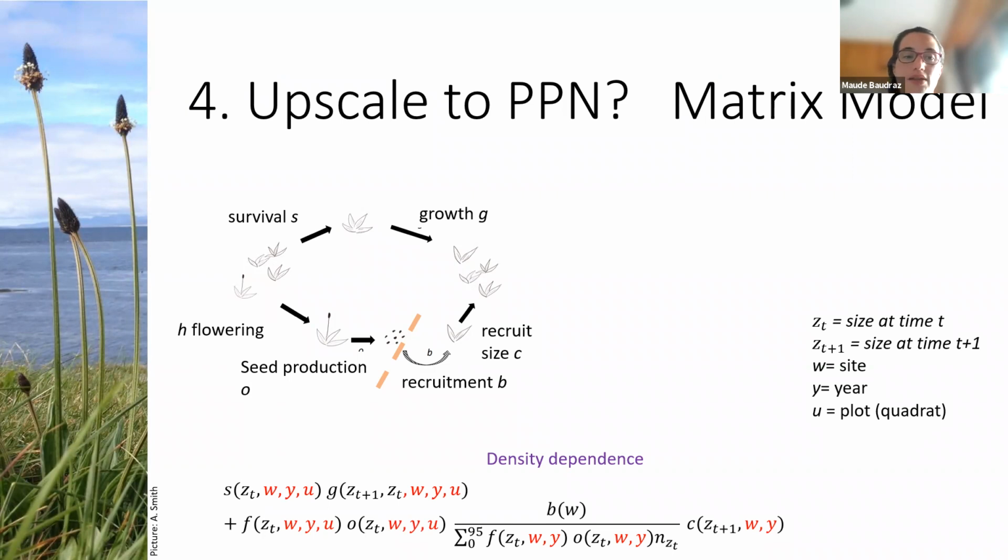We considered that individuals could either survive and grow to contribute to the population the following year, or they could flower and produce seeds, which will contribute to a proportion of the recruits. And then the recruits will enter the population with a size distribution that is modeled by Model C. And all of these are mixed models, where we have the sites of origin and the year, the calendar year, and the plot width and quadrat included as random effects in the mixed effect model, and the size where applicable.